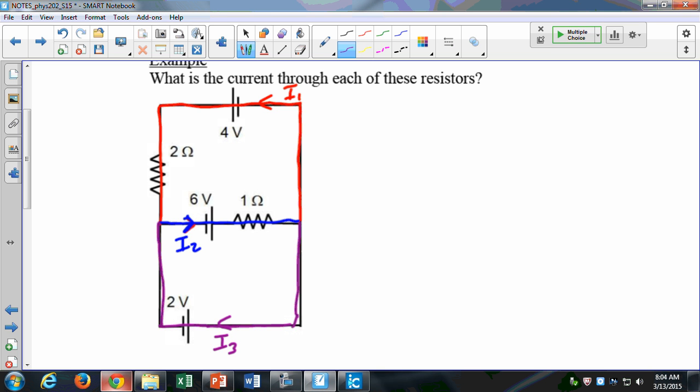All right, I want to write equations for the upper loop, the lower loop, and the junction. So write equations for the upper loop, the lower loop, and then the junction. One of the junctions. There are two junctions. They should both give you the same equation if you flip one side to the other. Write the equation for the upper loop, the lower loop, and then the junction.